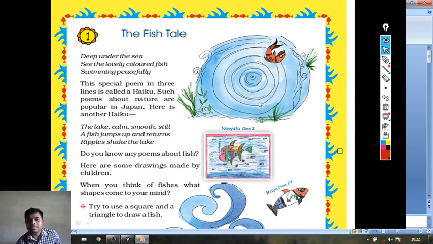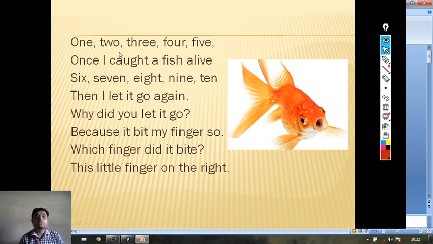1, 2, 3, 4, 5, once I caught a fish alive. 6, 7, 8, 9, 10, then I let it go again. Why did you let it go? Because it bit my finger. Which finger did it bite? This little finger on the right. Very interesting. So you prepare another poem also.